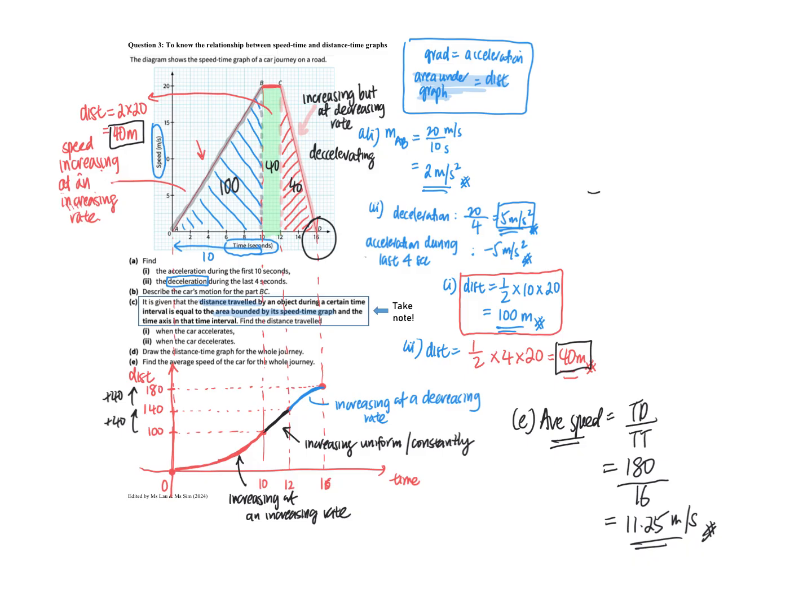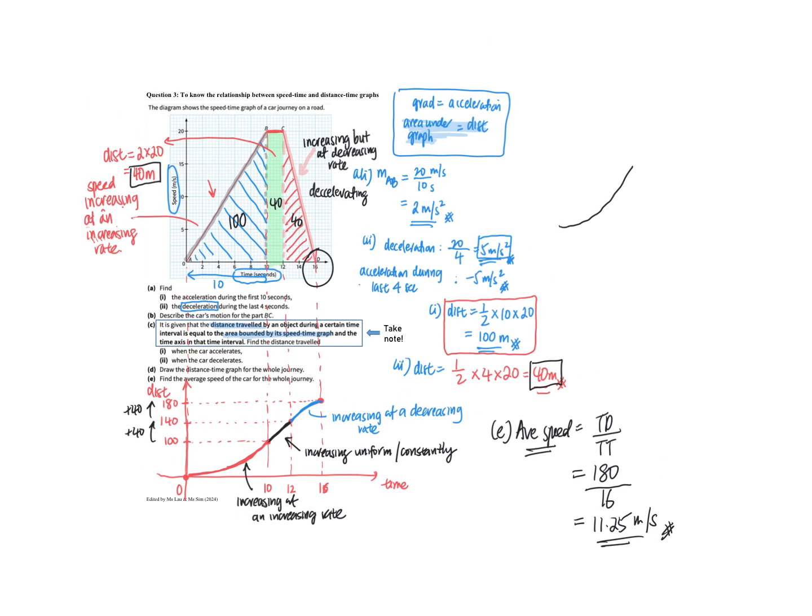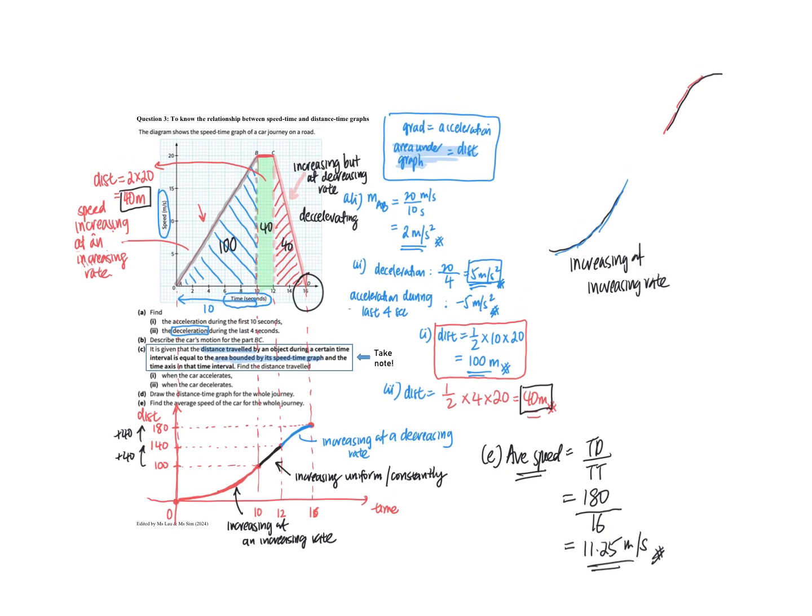Yes, this one, increasing at an increasing rate, outwards. Like that. If you are ever confused, you try to draw tiny lines to remind yourself. Can you see that the slope gets steeper? But for this one, the slope gets gentler and gentler. That's why you know that the speed is decreasing. Okay, it's increasing but at a decreasing rate.